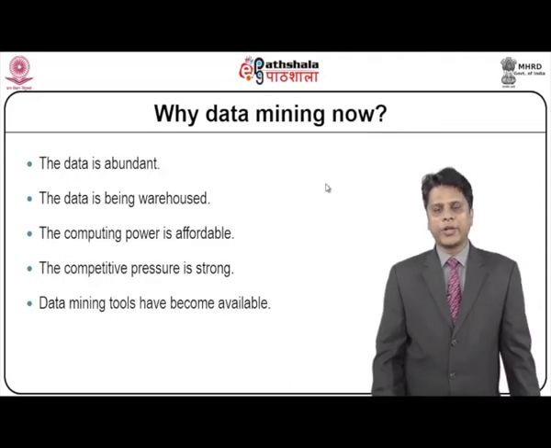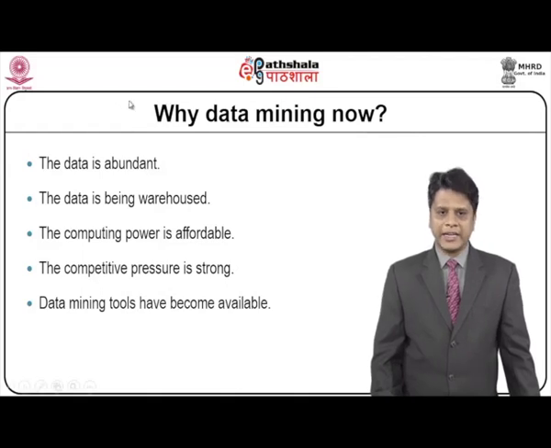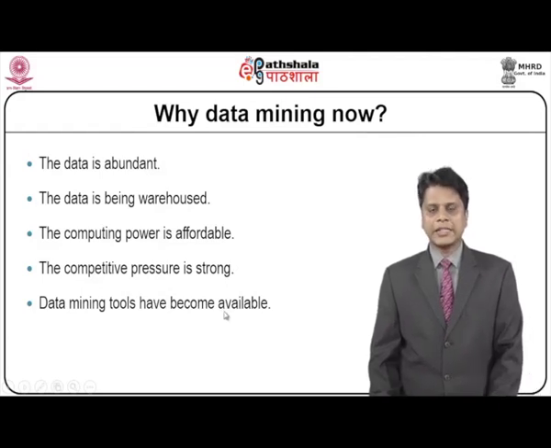So having looked at the motivation of data mining, why this data mining is necessary, let us try to understand the importance of projecting data mining now. As I have told you, we have crossed terabytes, we started using petabytes of data, and we are still at exabytes of data. So the data is abundant, data is being warehoused, computing power is becoming affordable, the competitive pressure is so strong, and data mining tools have become largely available in the market. So that is the reason why we tend to proceed more with data mining at present.